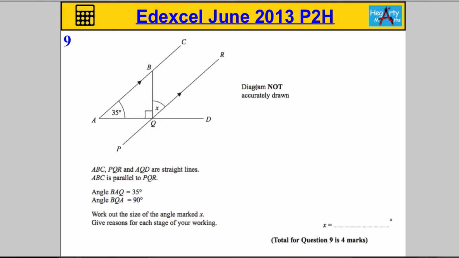Now, there are many ways to go about attacking this question. I'm not going to do them all. We'll just have a go at one, and then maybe at the end we'll talk about some of the other ways we might go about it. So we know that this angle here is 35.